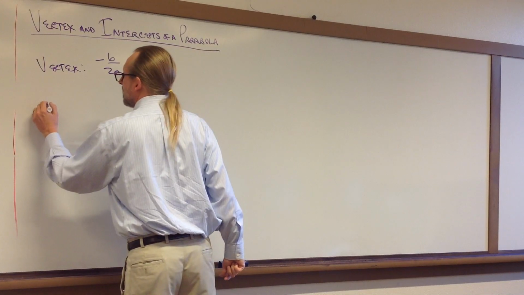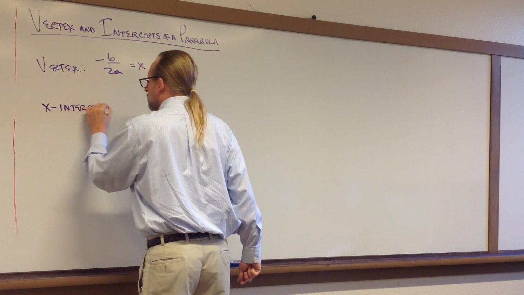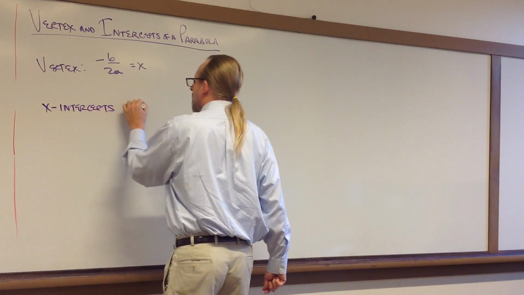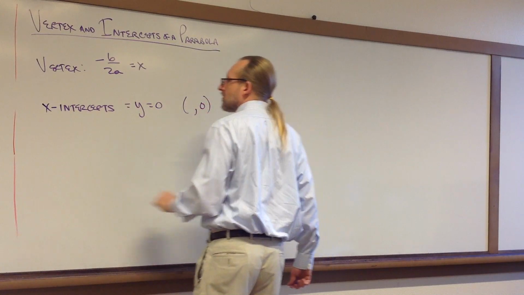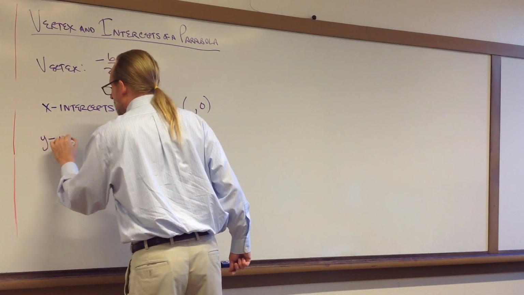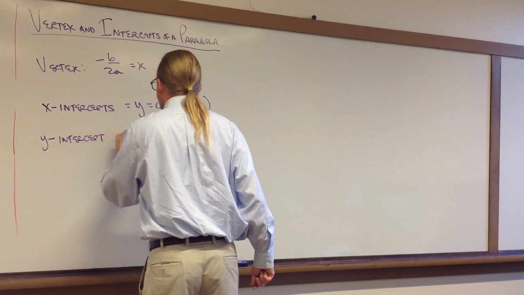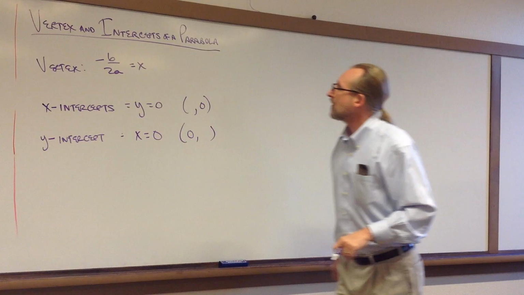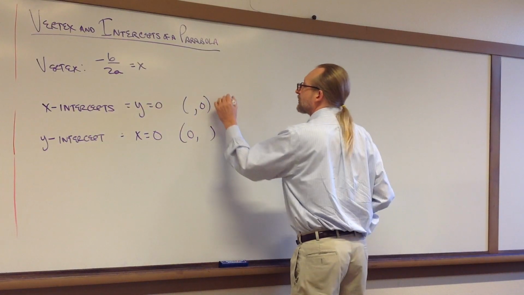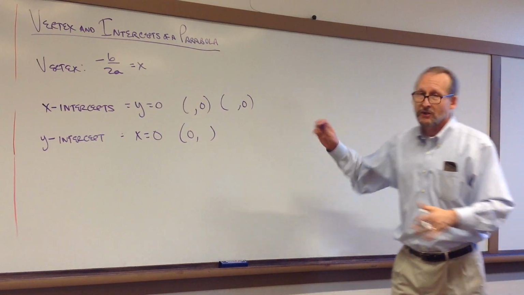The intercepts: the x-intercepts are where y equals 0. And the y-intercept, there's usually just one. That's where x is equal to 0. And these parabolas frequently have two x-intercepts. Sometimes they only have one.